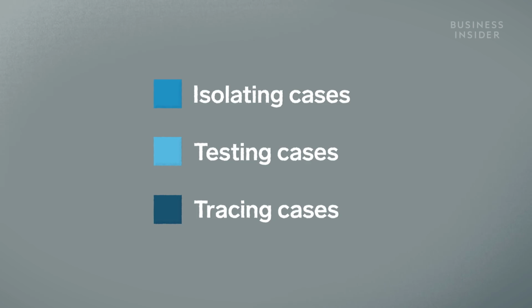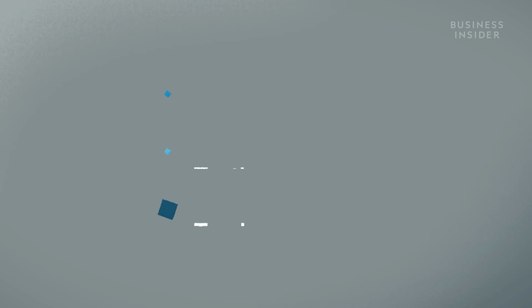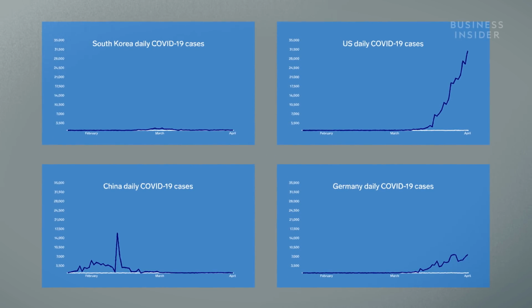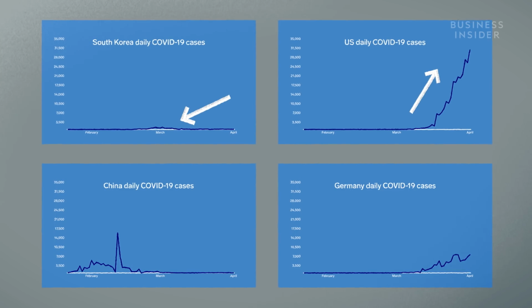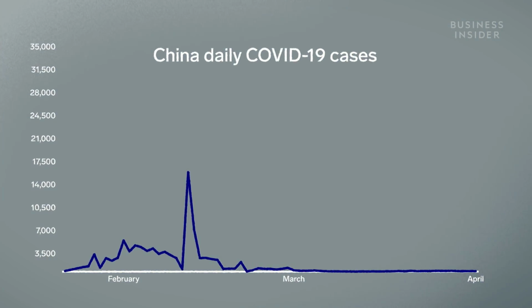So, to better understand how each measure affects the curve, we decided to compare these four countries and their different responses. Why does South Korea have a bell curve while the US has a steep slope? Let's zoom in, starting with China, the first country to be hit by the virus. Here's China's curve, but the crisis started well before these numbers peaked.